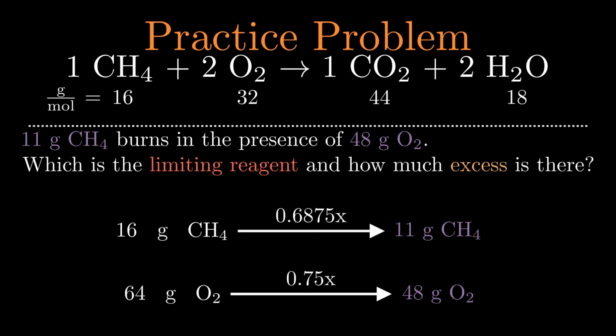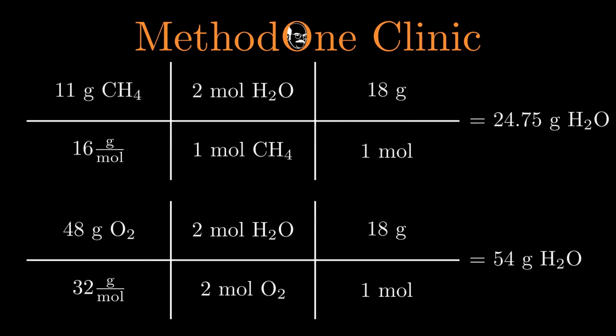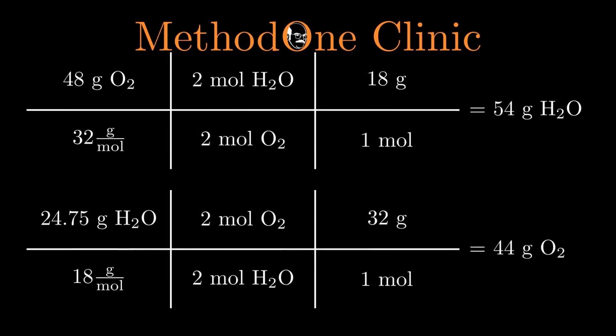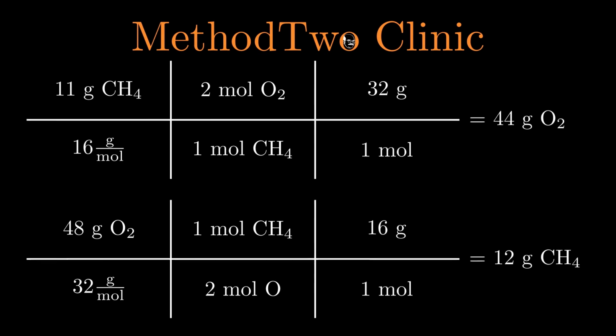This makes it easy to identify methane as a limiting reagent and oxygen as excess, but how much excess is there? Taking the difference between those two amounts, there is a tiny excess of 0.0625 times what the equation says. Multiply this by the mass of oxygen from the equation, and we find an excess of oxygen to be 4 grams. Now I'm not completely ridiculous. If you did method 1, here is all you're working out. And if you did method 2, here is that as well.